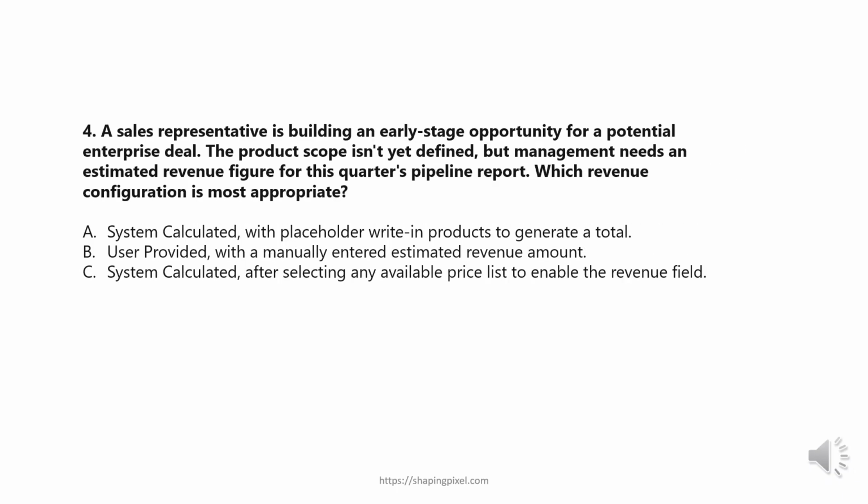4. A sales representative is building an early-stage opportunity for a potential enterprise deal. The product scope isn't yet defined, but management needs an estimated revenue figure for this quarter's pipeline report. Which revenue configuration is most appropriate? System calculated with placeholder write-in products to generate a total. User provided with a manually entered estimated revenue amount. System calculated after selecting any available price list to enable the revenue field. Correct answer is option B.